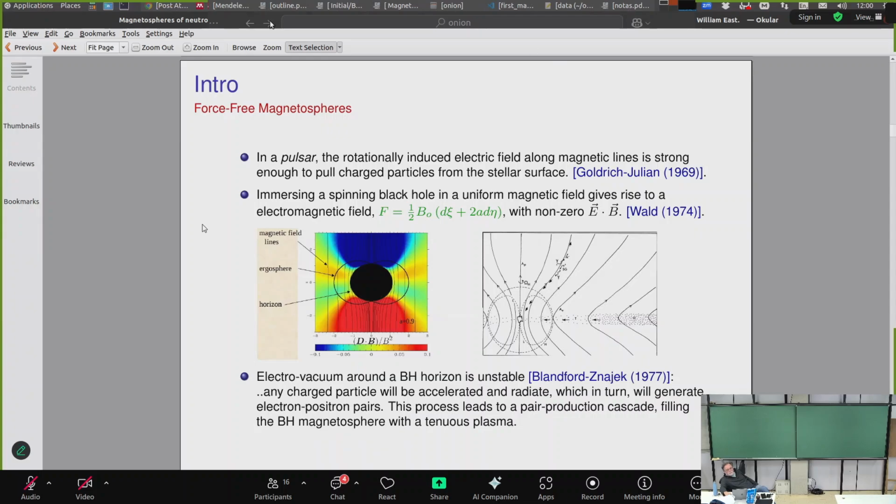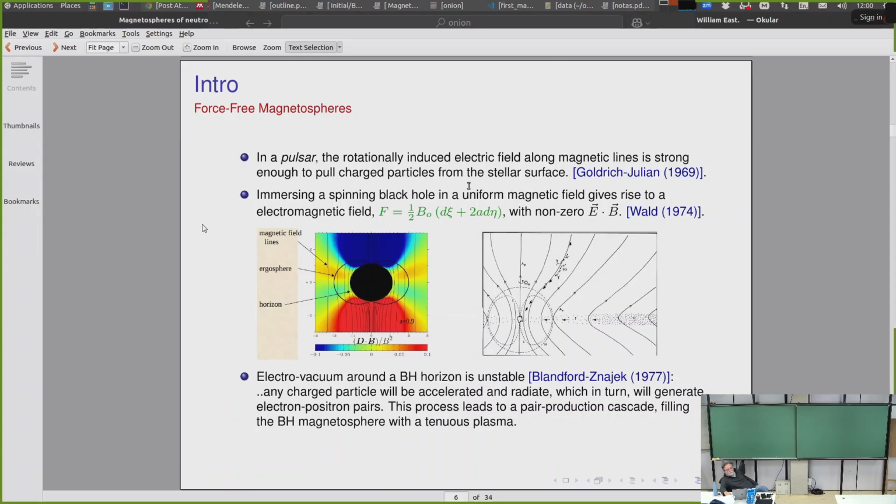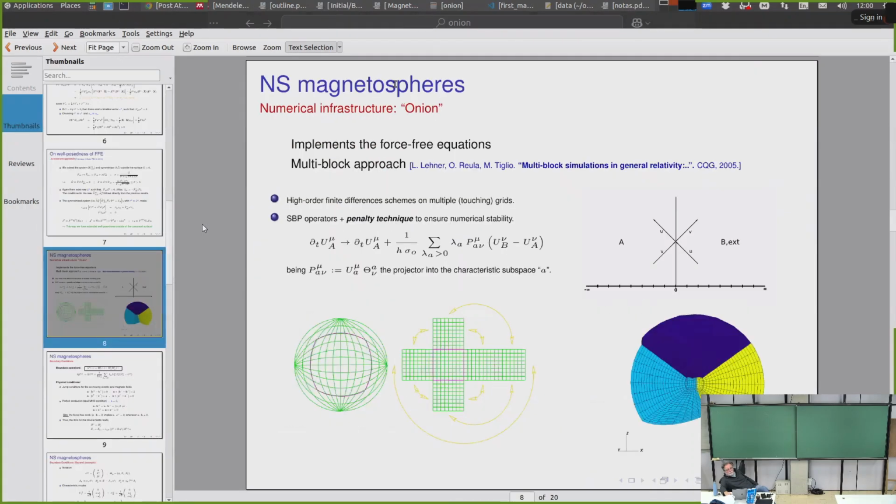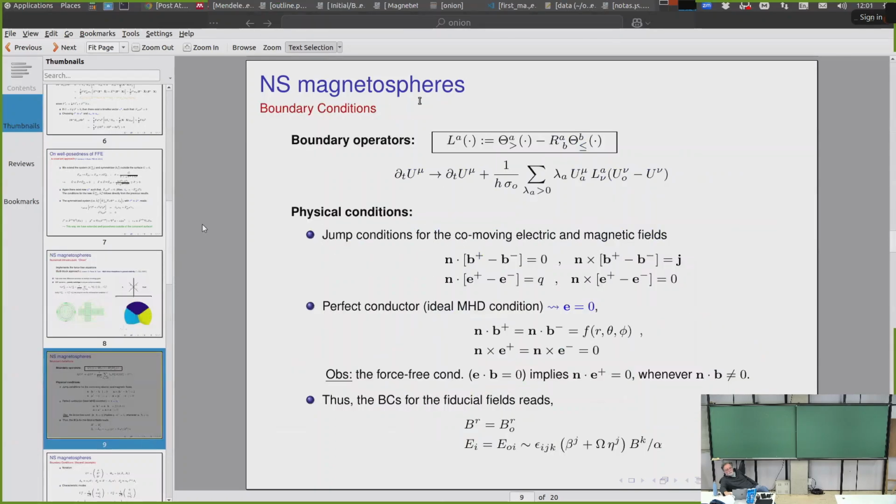Okay, so now, after this very brief tour of the code, I will just briefly mention this part because it's a bit too technical. I don't know how interesting it is for you, and then I will jump to the numerical results.